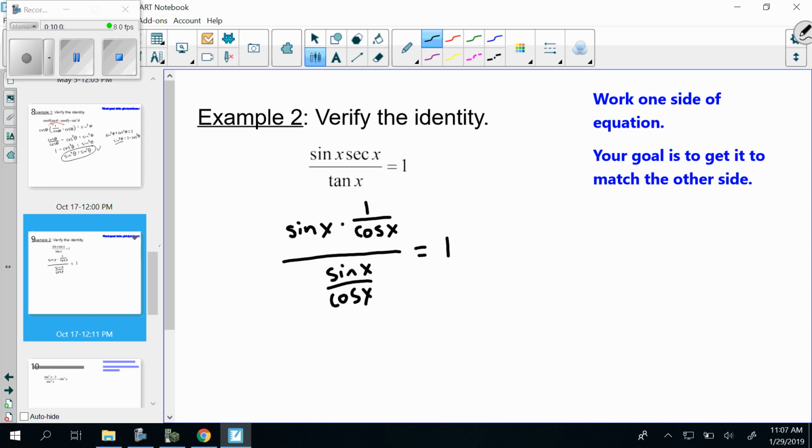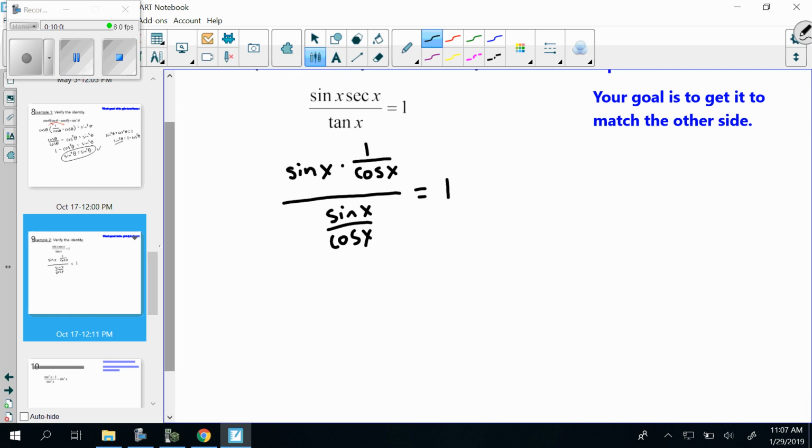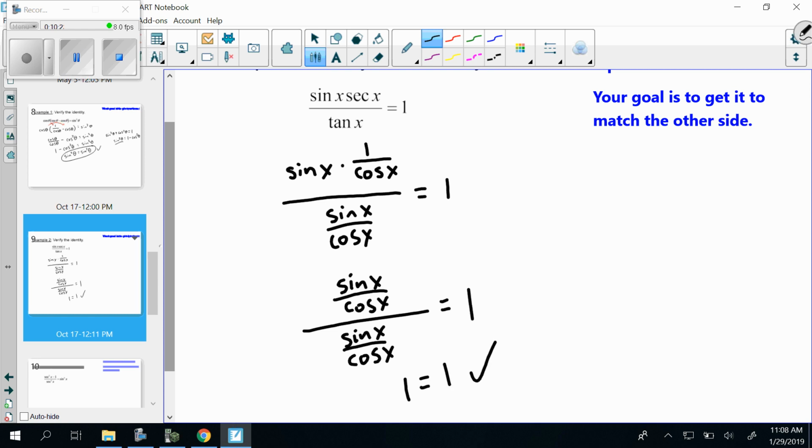So next, let's combine the top into one fraction. That'd be sine x over cosine x, all over sine x over cosine x. Well, what happens if you've got the same thing over the same thing in math? It always divides to equal 1. So we've shown now that 1 equals 1. And we've proved that both sides are equal.